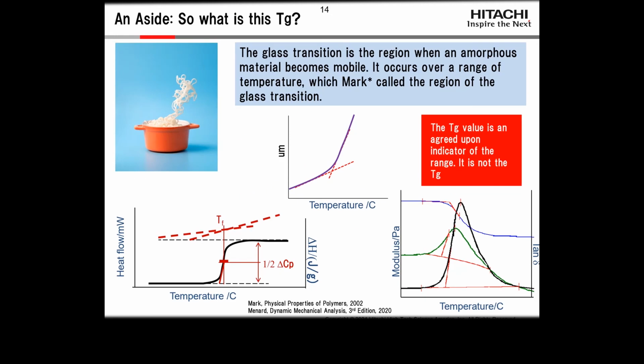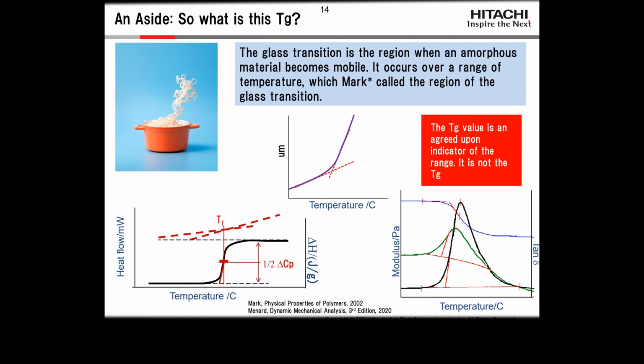So as an aside, let's take a little bit of time to talk about what a glass transition is. This TG, this glass transition, is the region where an amorphous material becomes mobile, kind of like the way at melting a solid material becomes fluid. The glass transition occurs over a range of temperatures though, and is often referred to by people like Mark, who are polymer physicists, as the region of the glass transition.